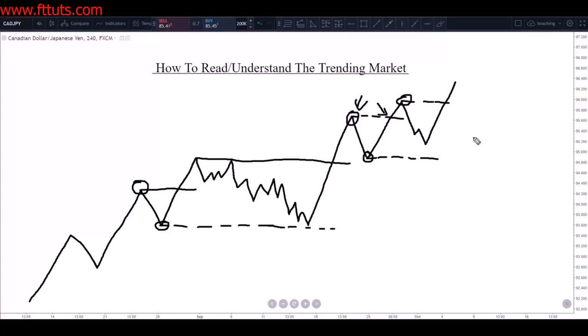So that's how we're going to be reading and understanding the trending market for the purpose of this course, for the purpose of our trading. This is how I've read market structure and trends for my entire trading career, and it has proven to be extremely reliable. So now let's head down to some actual price action, to some real charts, and apply this concept to candlestick charts.